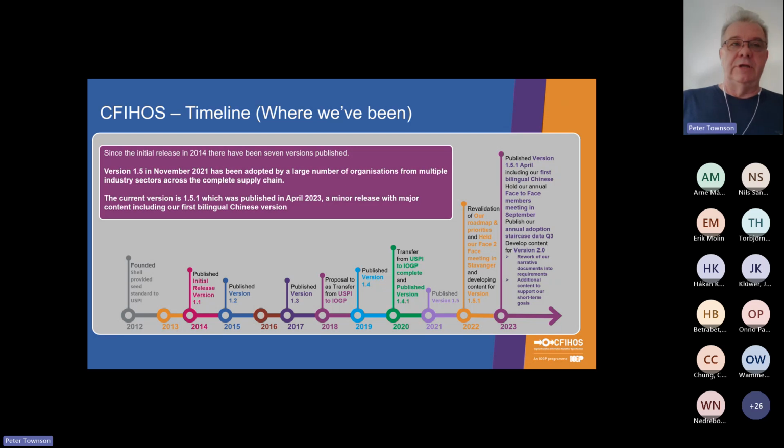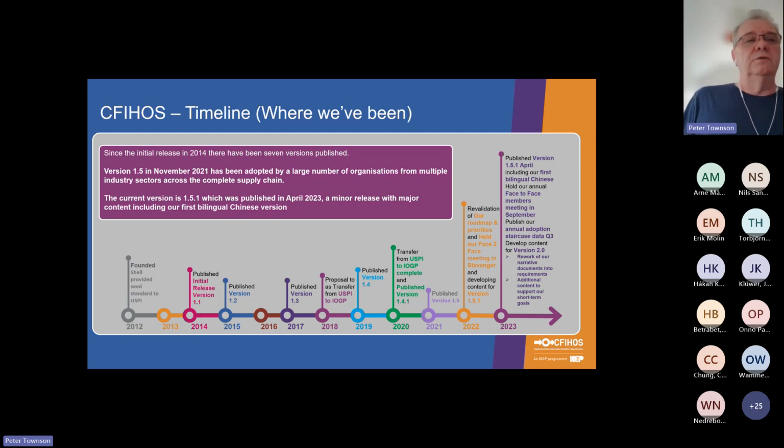standard for information handover that was recognized right across the supply chain, even though Shell is a super major oil and gas company, it needs the support of everybody else. So it needs to be much wider than just one individual company asking for that information in that standardized way. So they recognized that they needed to do that, and they handed the specification over to USPI, and they created the CFIHOS project. So that was initially in 2012.